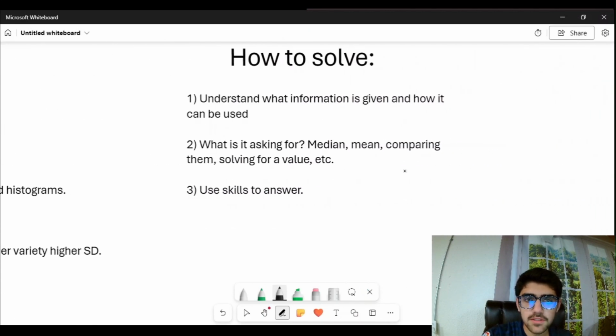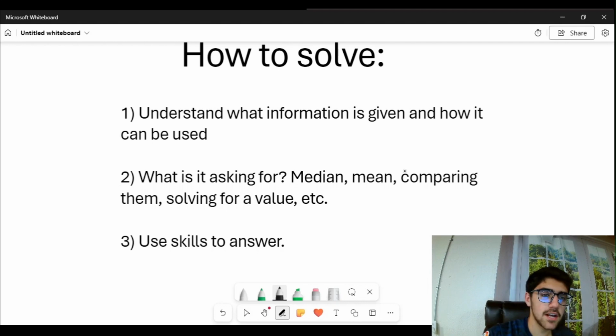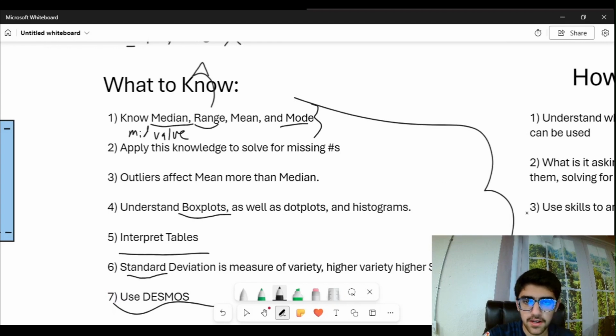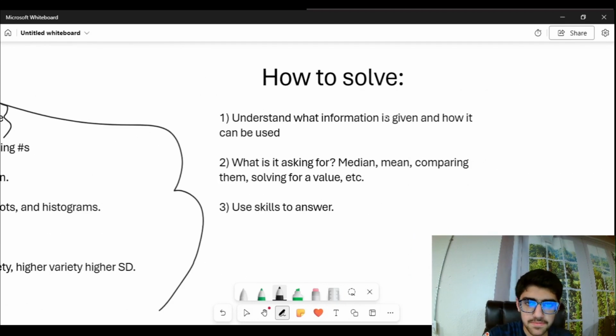Okay, so now how do you solve these questions? These questions do vary a lot. Basically, understand what information is given and how it can be used. How is the information given? Is it a data set? Do you need to read a box plot, dot plot, or histogram, or is it given in a table? How can I use it? And then what is it asking for? Does it want the median, the mean? Does it want me to compare median or mean? Does it want me to solve for a missing value? And so on. There's nothing much I can add for how to solve. Just understand what the question is asking for and what information is given.